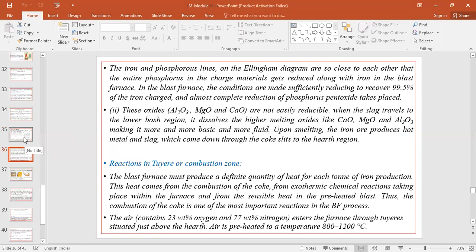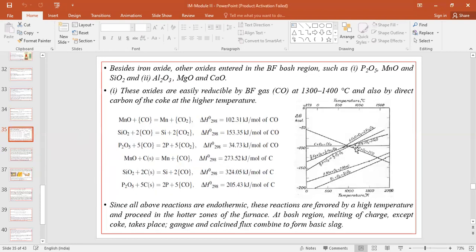And also from the Ellingham diagram, we can observe that the Fe-FeO line is very close to the phosphorus line. That means whatever amount of iron oxide gets reduced in the blast furnace, a similar amount of phosphorus also gets reduced inside the blast furnace. Most of the phosphorus will join the metal phase in the blast furnace, as these two lines are very close to each other. So there is a maximum reduction of P2O5 that may take place inside the blast furnace.